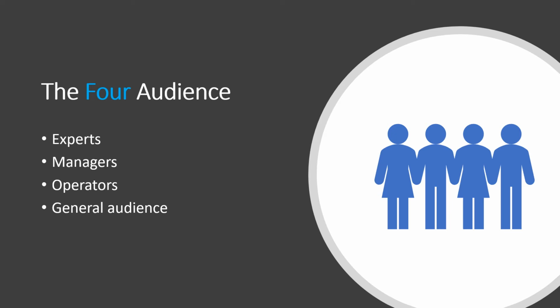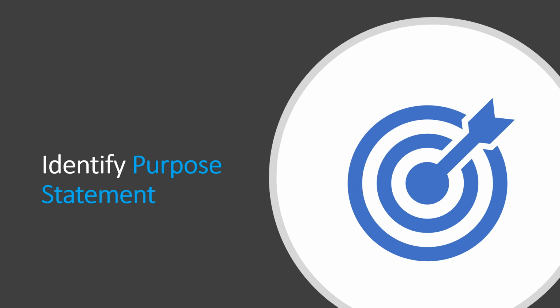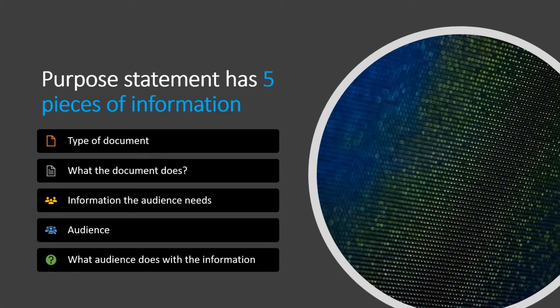It is important to understand what your audience needs to know and how much they know about the subject. In the next step, you will like to identify the purpose statement. So the purpose statement has 5 pieces of information: type of document, what the document does, information the audience needs, who the audience is, and what the audience does with the information.